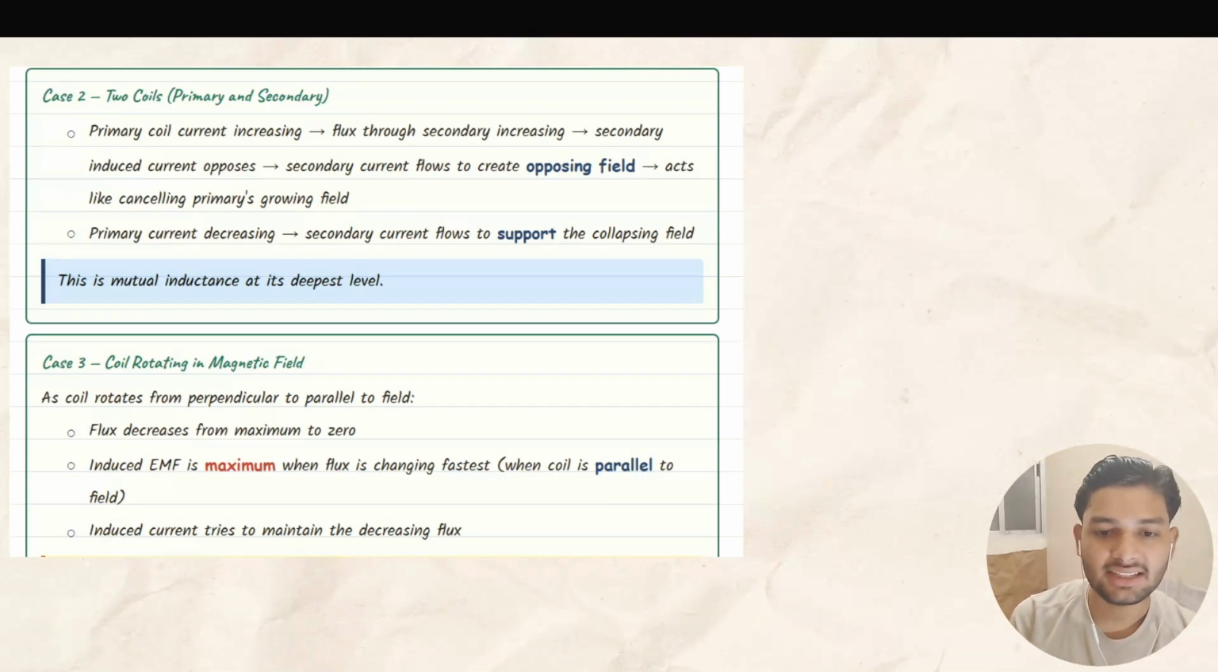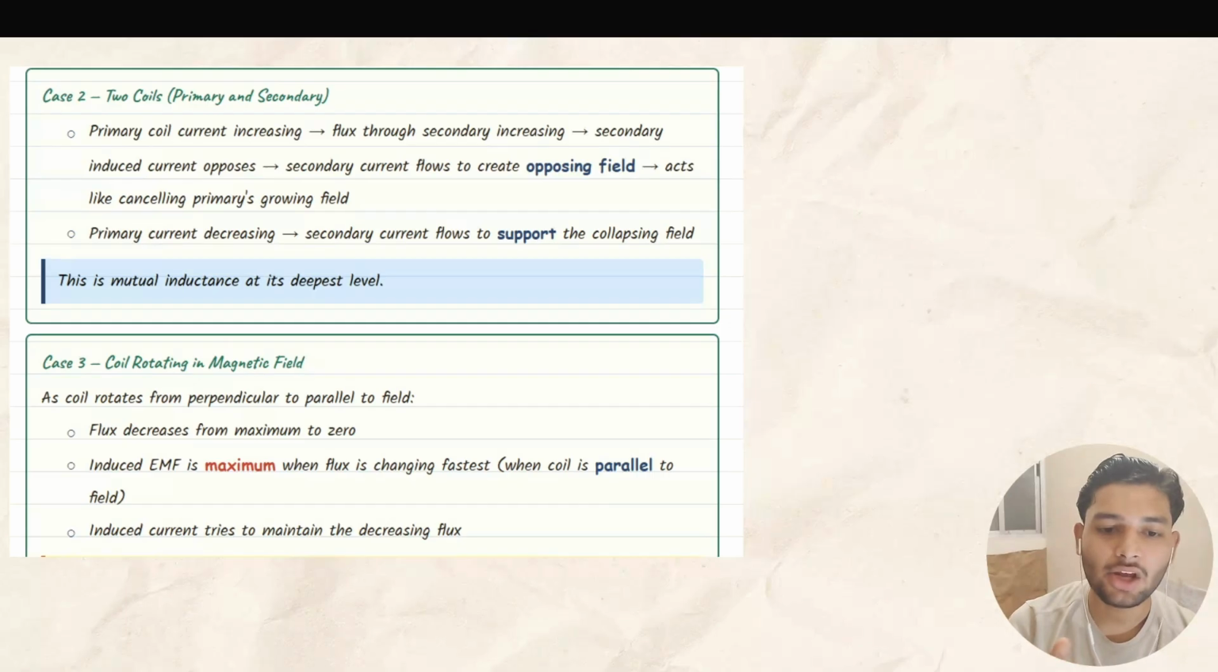Now, primary current decreasing, secondary current: the case reverses. When the primary current decreases, the field through the primary coil is also decreasing. So the secondary current flows to support the collapsing field. So this is what we call mutual inductance. Why do we call this mutual? Mutual means helping each other out. So they are helping each other out to stay in a balanced phase, not changing the flux inside them.